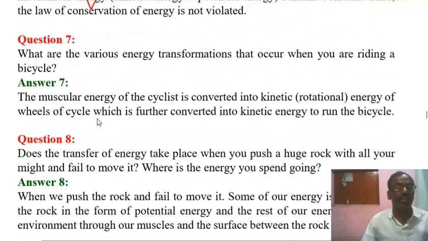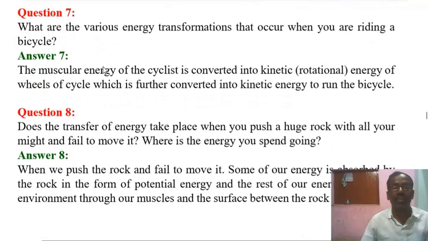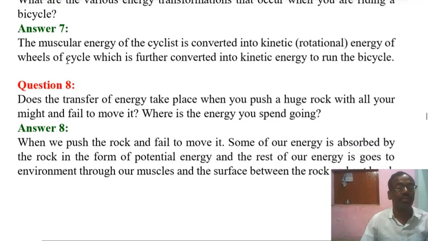Let's see answer of the question number 7. What are the various energy transformations that occur when you are riding a bicycle? Answer of the question number 7 is in this way. The muscular energy of the cyclist is converted into kinetic energy and rotational kinetic energy of the wheel and cycle, which is further converted into kinetic energy to run the bicycle. So this is the answer of the question number 7. Hope that there is no problem to understand the numerical solution of this chapter.